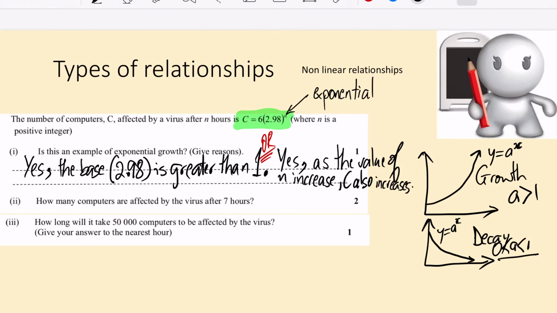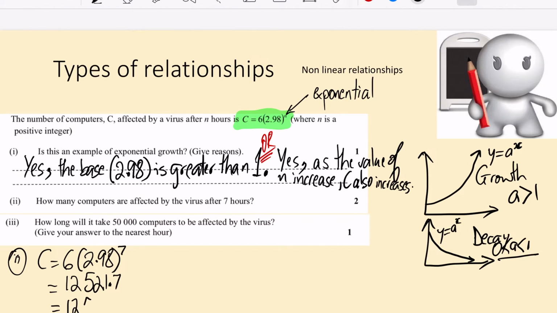Now, the next question is asking us how many computers are affected by the virus after 7 hours. So it's just a straight out substitution. It's 6 lots of 2.98, and then it's raised to the power of 7. When you do that on your calculator, you're going to get 12,521.7. But that's at 7 hours, so we're going to round that up. And there's your answer.